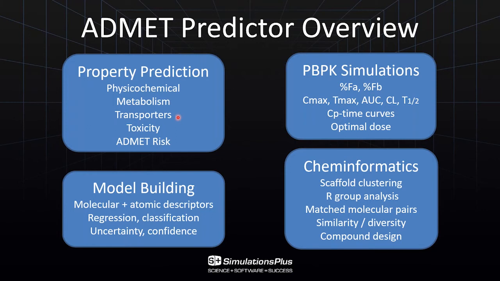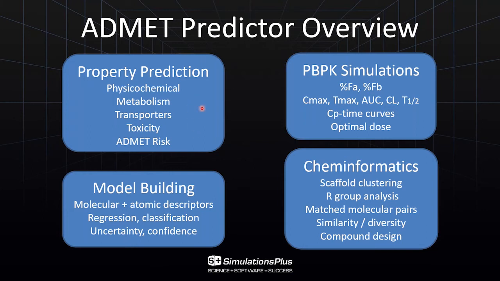Transporters includes substrate, inhibitor, and KM models for several key transporters flagged by the FDA and other regulatory agencies. Toxicity includes Ames mutagenicity, cardiac toxicity involving HERG, carcinogenicity, and several other endpoints. And finally, we provide a number of customizable risk scores that predict overall ADMET liability as a single number.